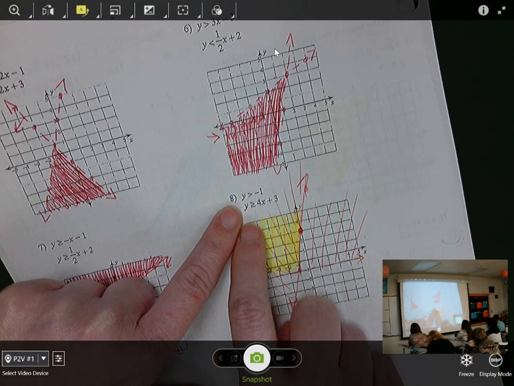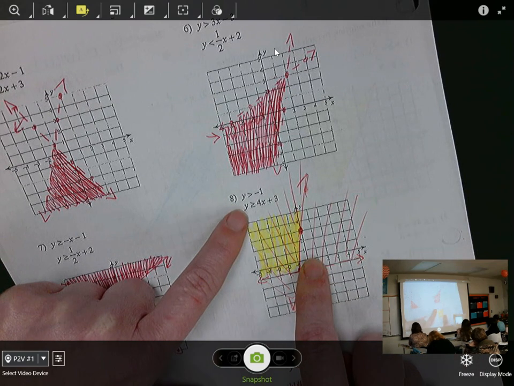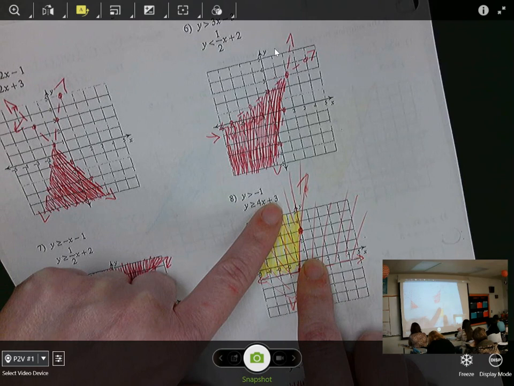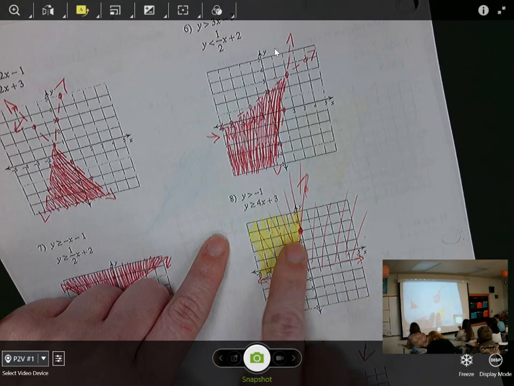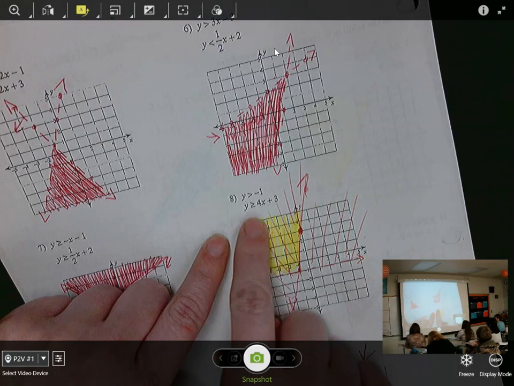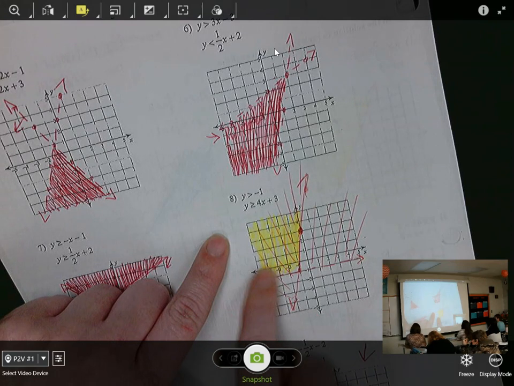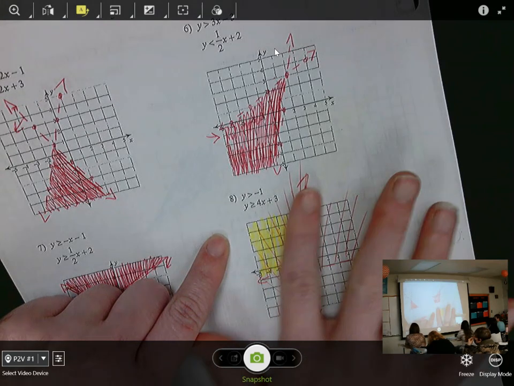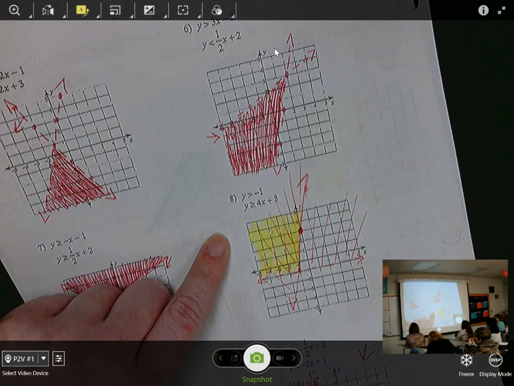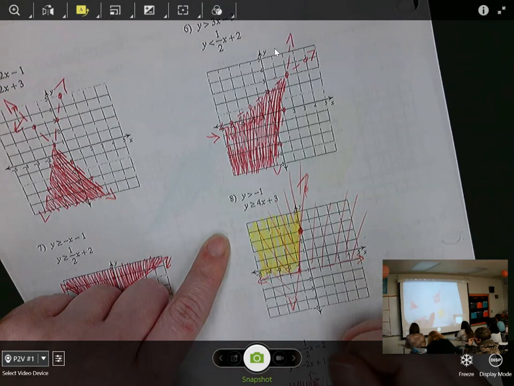And if you plug in 0, 0, you get 0 is greater than or equal to 3, and that's not true. So you shade this side of the graph. And then right here is where they overlap. This is the area that's above this line and to the left of this line, or above it. Okay, I just had the second line. I had it in.